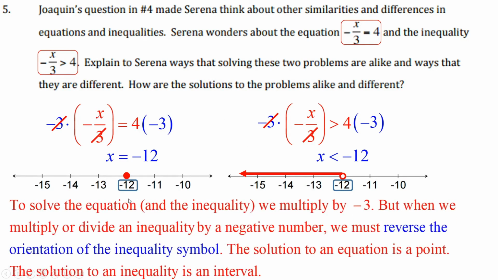Okay, so to solve the equation and the inequality, we multiply by -3. But when we multiply or divide an inequality by a negative number, we must reverse the orientation of the inequality symbol. The solution to an equation is a point. That point, in this case, is -12. The solution to an inequality is an interval. This is an interval. It is all real numbers less than -12.